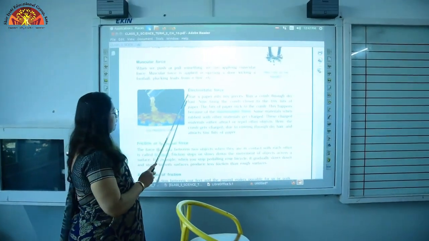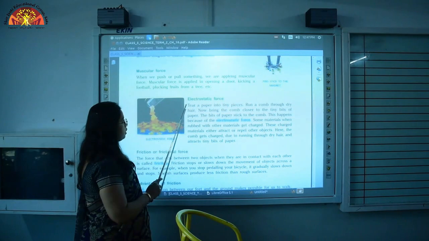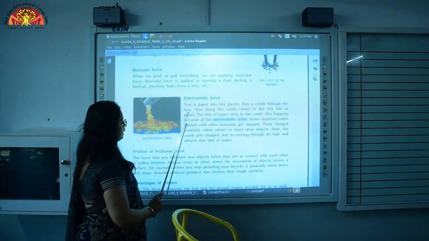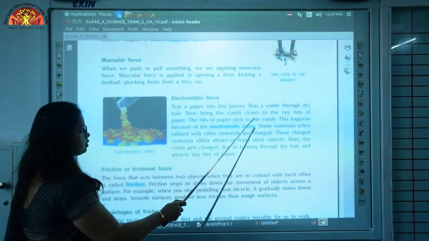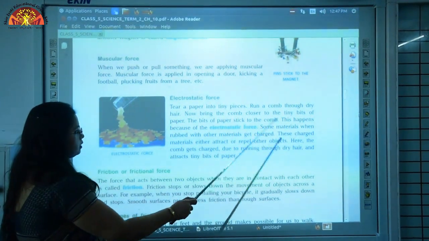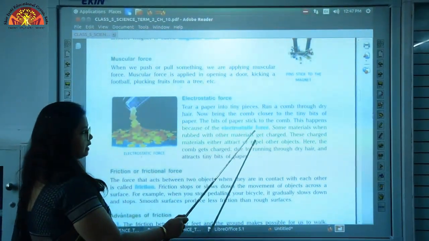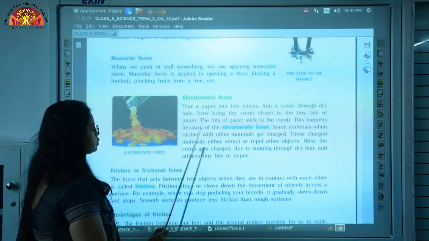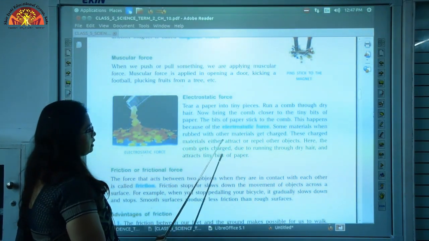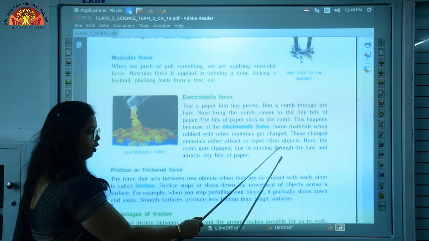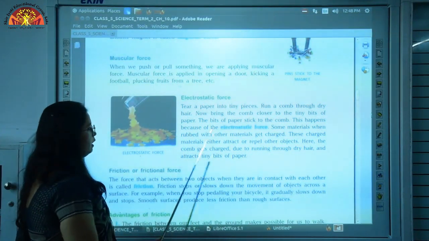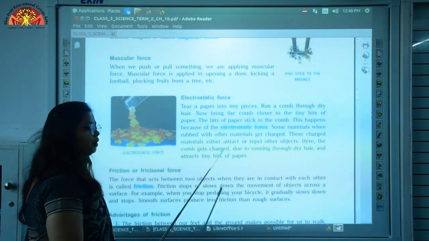So this is electrostatic force. Now children, tear a paper into tiny pieces, run a comb through dry hair. Now bring the comb closer to the tiny bits of paper. The bits of paper stick to the comb. This happens because of the electrostatic force. Some materials, when rubbed with other materials, get charged. These charged materials either attract or repel other objects. Here the comb gets charged due to running through dry hair and attracts tiny bits of paper.